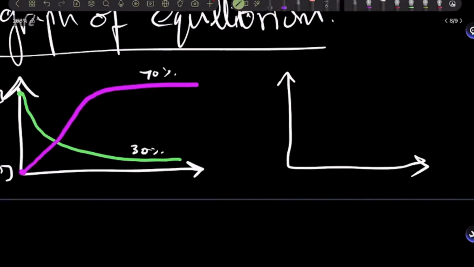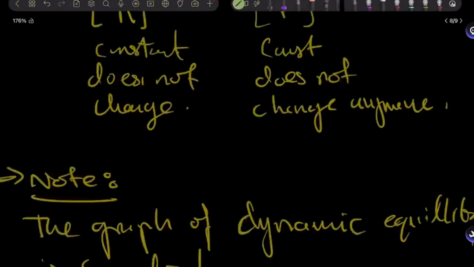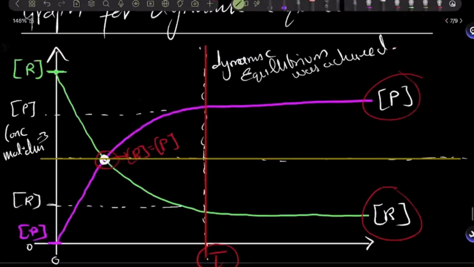Or you could see a graph like this, where less product is being formed, but more reactants are being consumed. It's again not symmetric. Only the graph of dynamic equilibrium is symmetric. Let's say this was 40% and this was 60%. So for any other equilibrium, the graph would not be symmetric. But for dynamic equilibrium, you'll see a very symmetric graph like this.